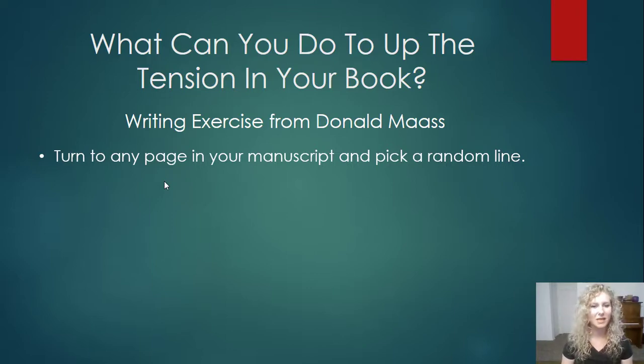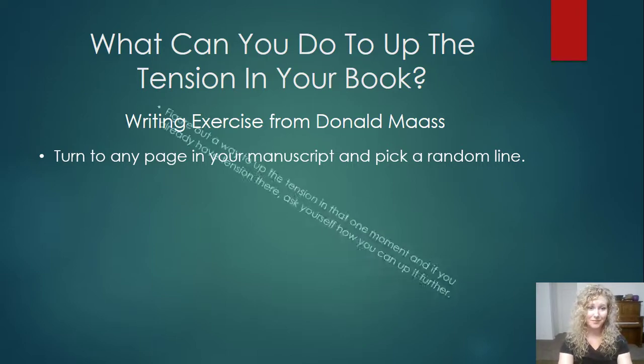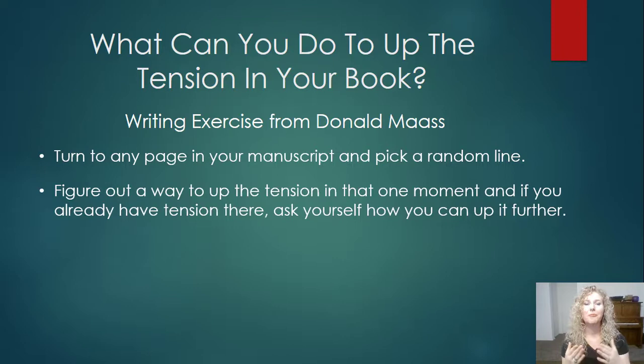You turn to any page in your manuscript. If your manuscript is done, great. If you're writing, try to keep all these things in mind, and then once you're done with your manuscript, come back to this and do this. It's a lot of work, but it will benefit you so much, I promise. So you turn to any page in your manuscript and you pick a random line, okay? Figure out a way to up the tension in that one moment, okay? And if you already have tension there, ask yourself how you can up it further.